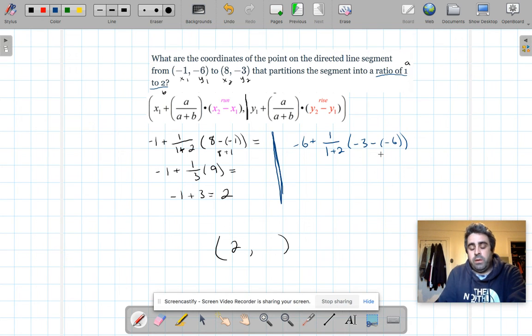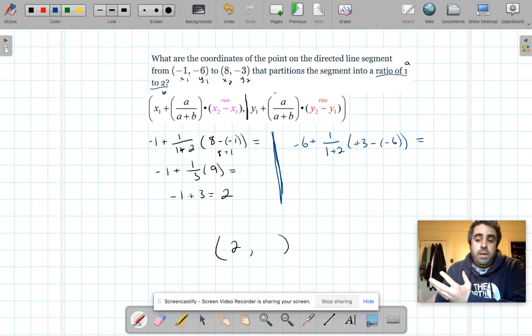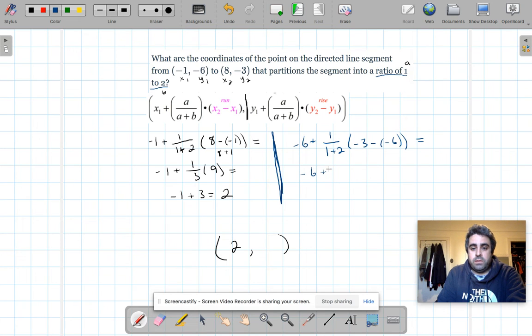So sometimes if you put it in the calculator, it's beneficial to use these parentheses just to make sure the calculator does exactly what you want it to do. So again, you can really legitimately just put this whole thing right in the calculator and it will compute it for you. But I'll just go through it again step by step. So -6 plus 1 over 1 plus 2 is 1 over 3 times -3 minus -6, which is the same as -3 plus 6, which is +3.